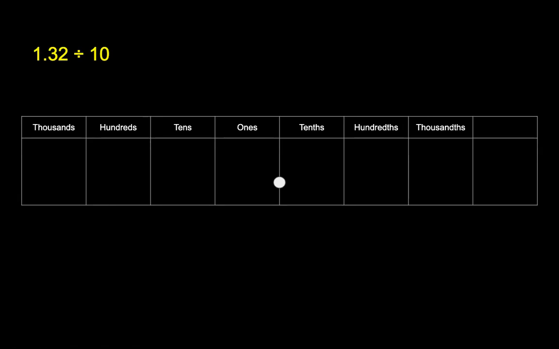1.32 divided by 10. All right, now we're dividing. We're not multiplying anymore. We're dividing by 10, so things are going to get smaller. First thing, 1.32. The 1, the 3, and the 2 all need to get 10 times smaller. They're going to become 10 times smaller, which means they're going to jump one column to the right. So, here we go. The 2 jumps, the 3 jumps, and the 1 jumps.